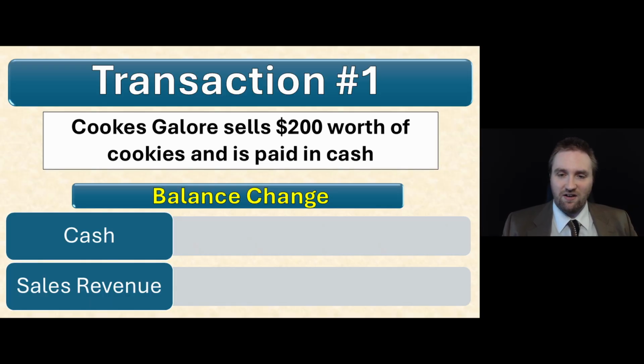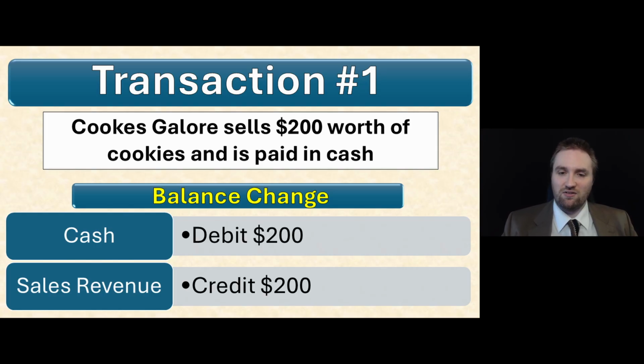Therefore, we can finally officially record this transaction by debiting the cash account with $200 and crediting the sales revenue account with $200. If the cash and sales revenue accounts both started with a $0 balance, for example, then by debiting and crediting them in this way, we increase the cash balance from $0 to $200 and the sales revenue account from $0 to $200.